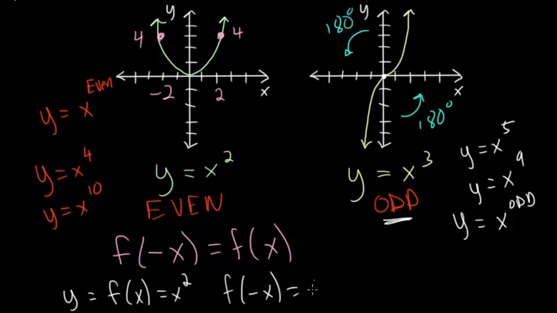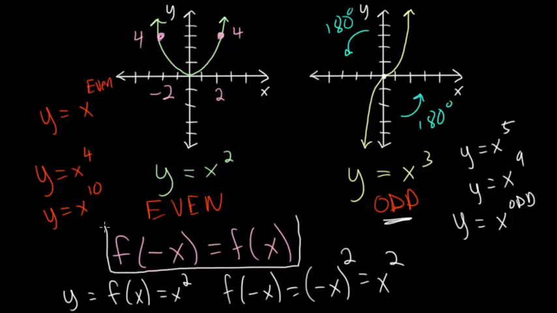If I plug in negative x anywhere I see an x, I'm squaring that, and a negative times a negative is always a positive. So you do get back the original function. This right here is essentially the key algebraic feature of even functions. We're going to use this property to determine whether or not any given equation is even or odd. Let me clear a little space and then we can talk about these odd functions.